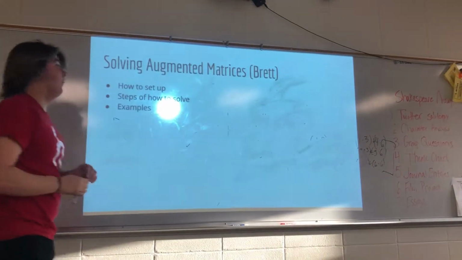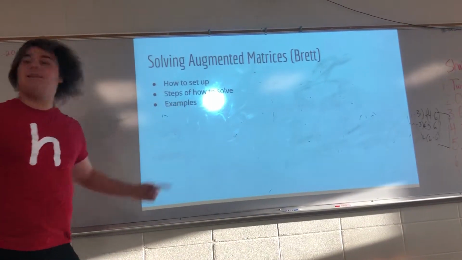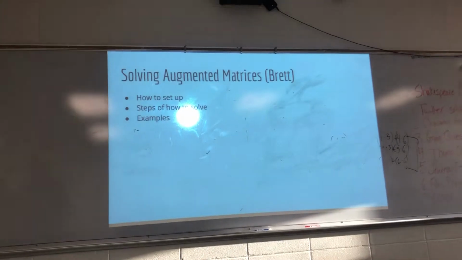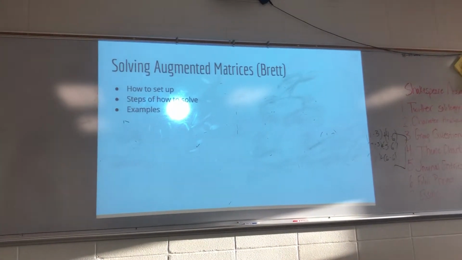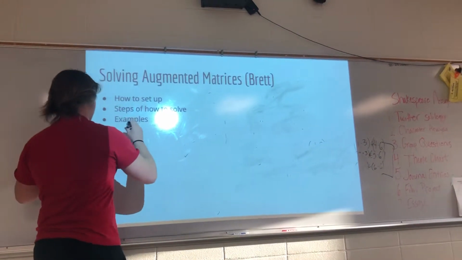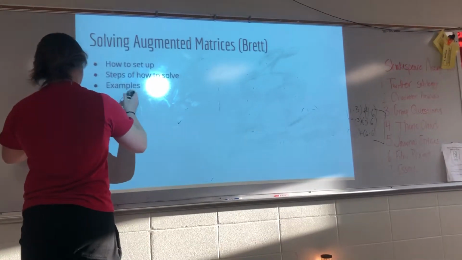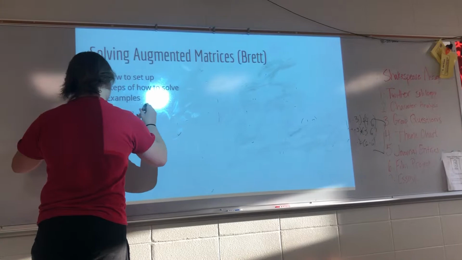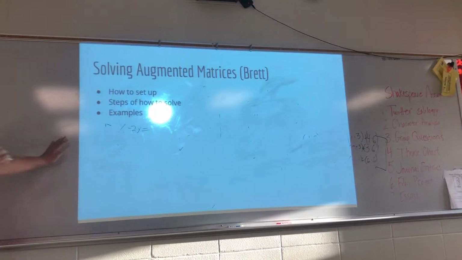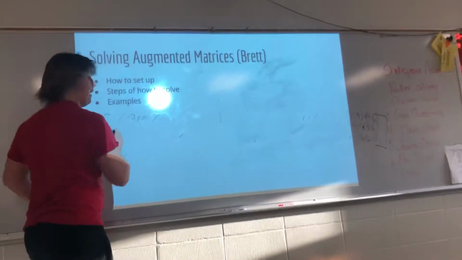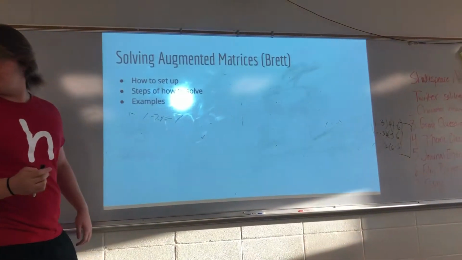Okay, so an augmented matrix. You need a specific number set to do these. So you have your number set, which is x minus 2y equals 7. And then we have, let's find it.